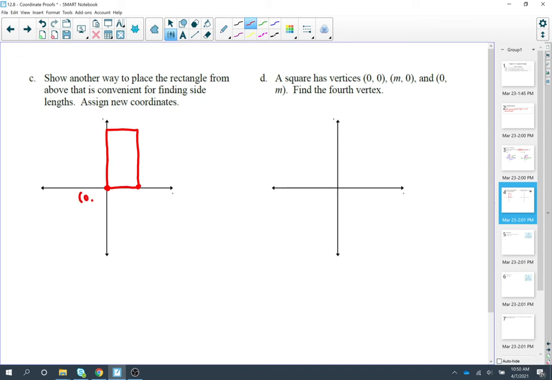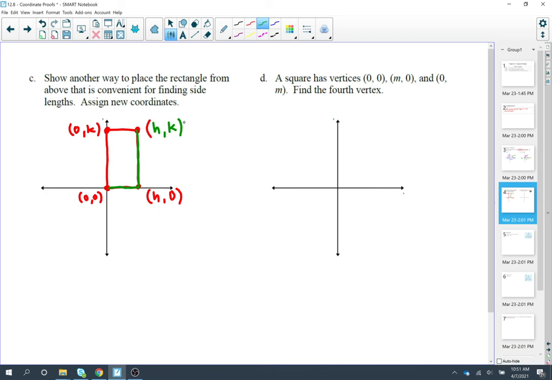So this vertex is still at the origin. This one, let's say, is out here at h, so it's h long. And then let's say this one is up here at k. Remember, a y-intercept is always 0, something, and an x-intercept is always something, 0. This last vertex had to go over to h and up to k, so it is going to be at h, k.